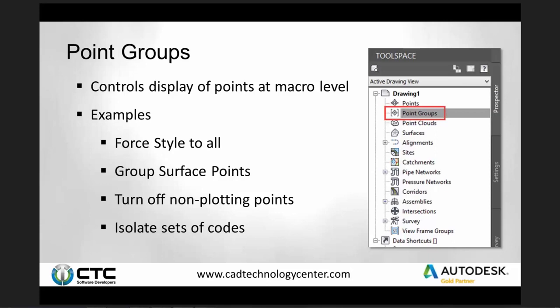We would also use point groups to be turning off sets of points, not just to force a certain style, but to actually turn them off and force a none style. We'll talk about that. And also to isolate sets of codes. What if I just want to look at the storm and sanitary shots? That might be 5, 6, 7 different code types. We can use some layer control for that. We could also have some point groups in place to very easily isolate those set of utility shots.